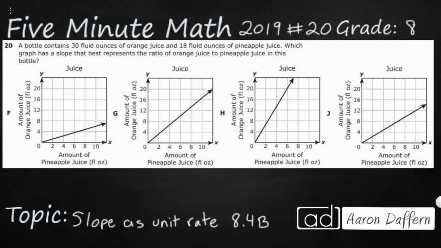Today we are looking at the 8th grade concept of slope as unit rate. This is standard 8.4b in the great state of Texas, and we are using item number 20 off the 2019 released STAAR test. If you have not done so already, please go ahead and take a moment to pause the video, work this problem out on your own, unpause it, and we will look at our answers together.